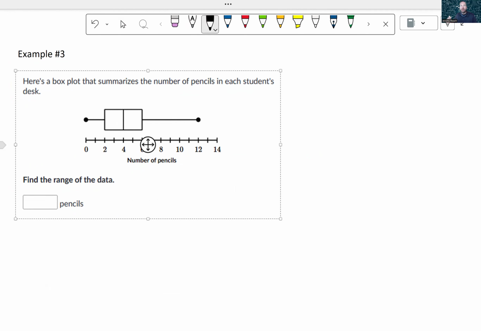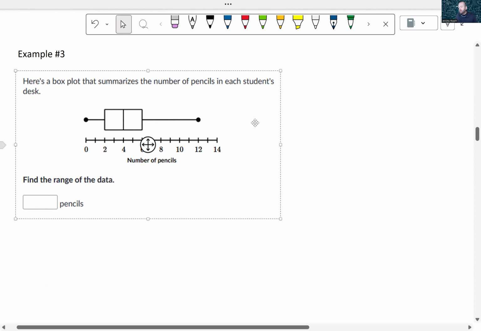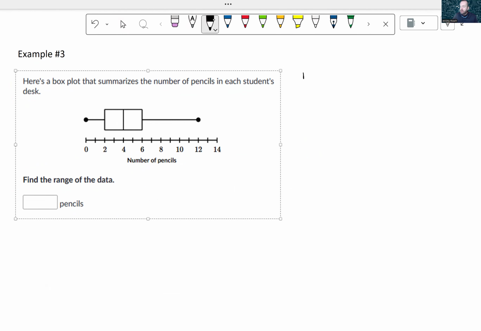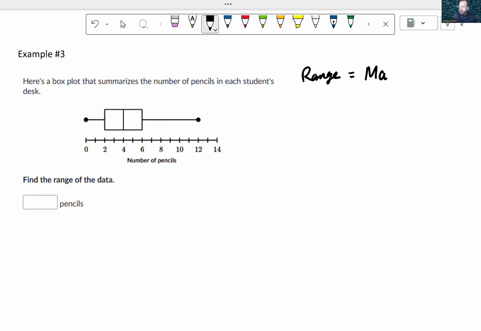This next one is on range. We haven't really gone over range in this class yet. The range is the highest value minus the lowest value. We also write that as the maximum minus the minimum. And so in this one, our maximum is here at 12, and our minimum is at 0. And so our range is just 12 minus 0, or just 12.